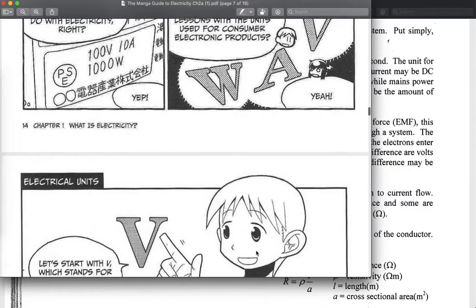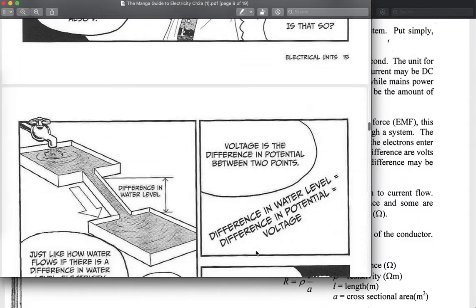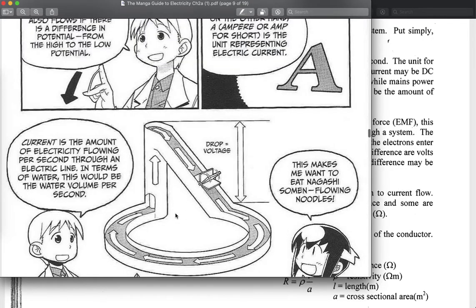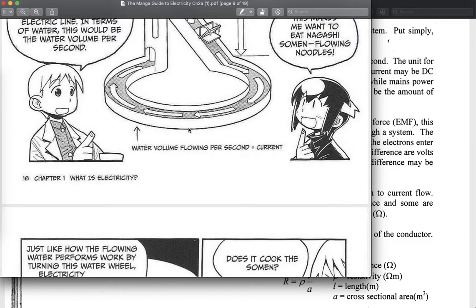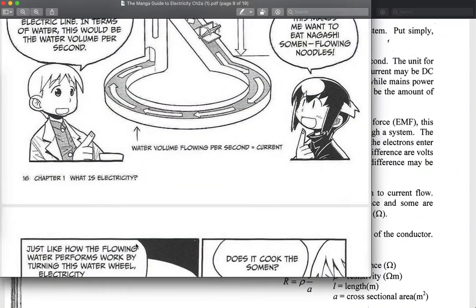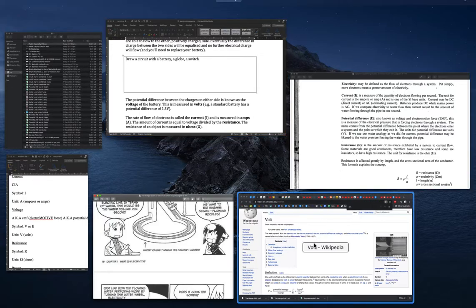So if we go to our thing here, they say the same thing: water will run downhill relative to the difference from the top to the bottom. And the rate at which it flows, the rate per second, is the current. So that brings us to our next one. Current is written with an I. Why would current be written with an I? Crazy. Yet it is. Let's see if we can find that.